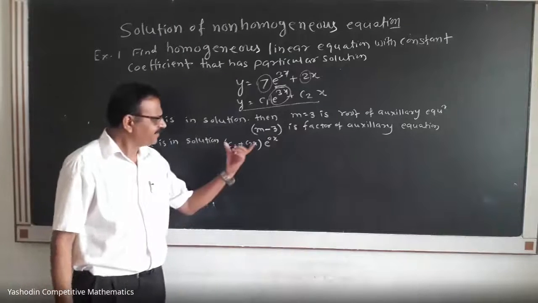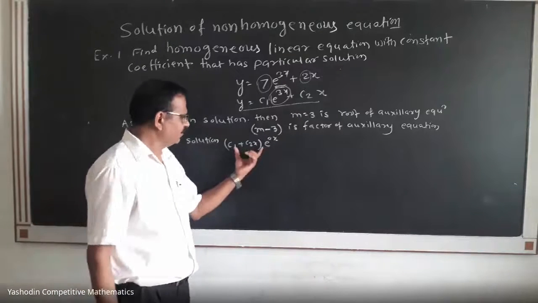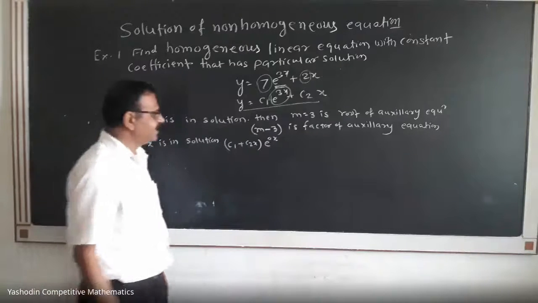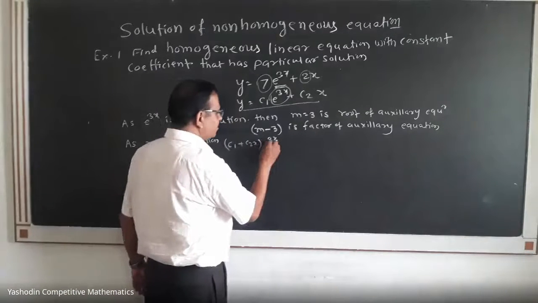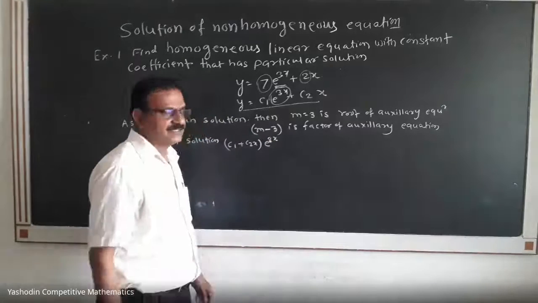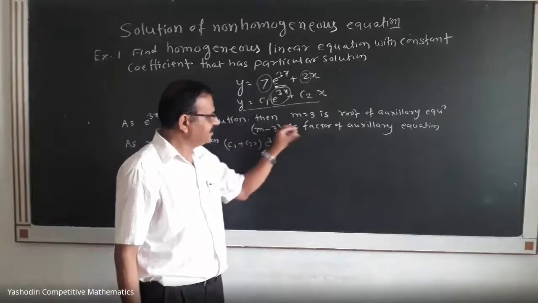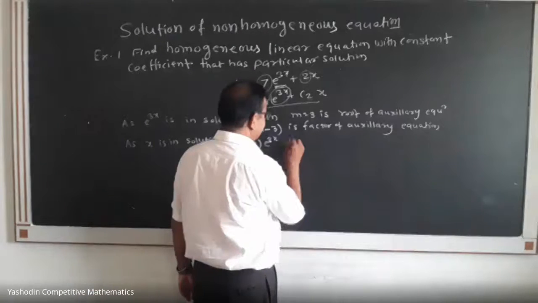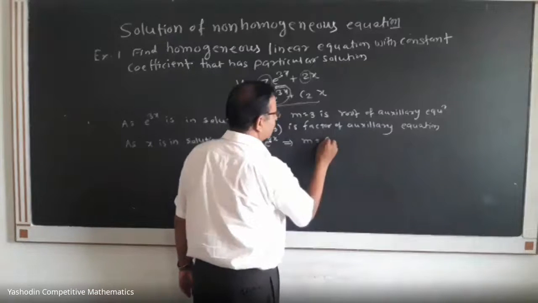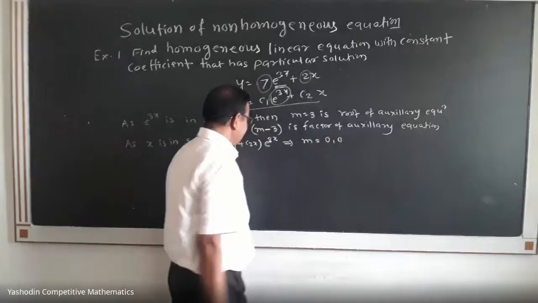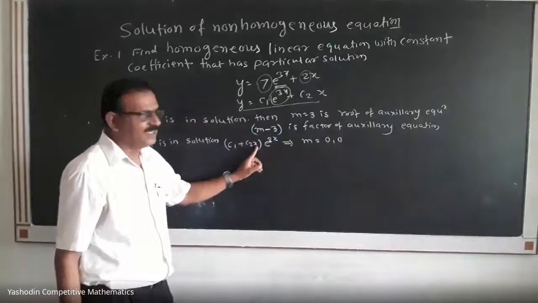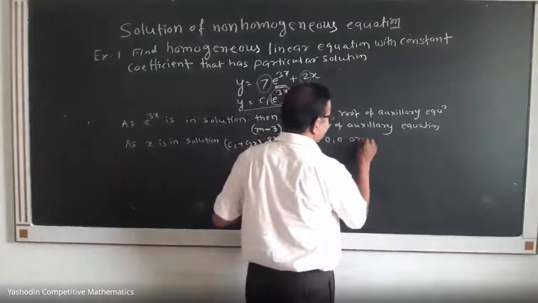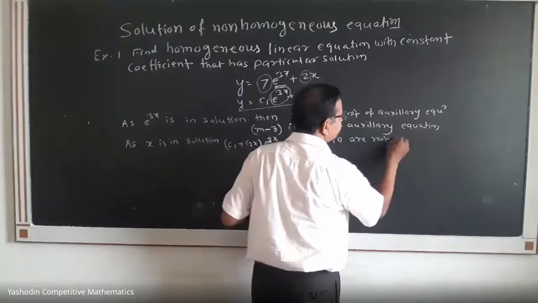And if this term is in the solution, what can we say? We can say that this 0 is a root of the auxiliary equation 2 times. Therefore, this implies that m equal to 0 and 0, as there is x. m equal to 0, 0 are roots of the auxiliary equation.